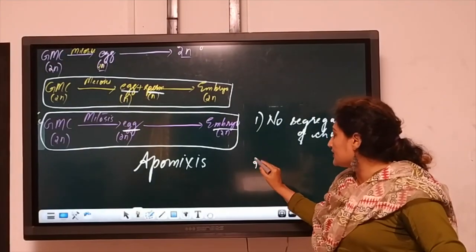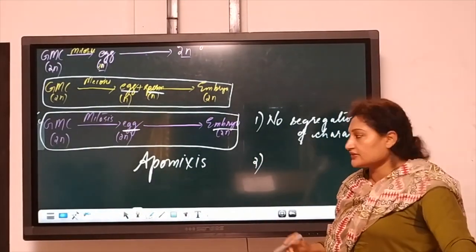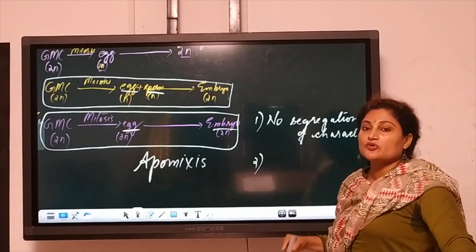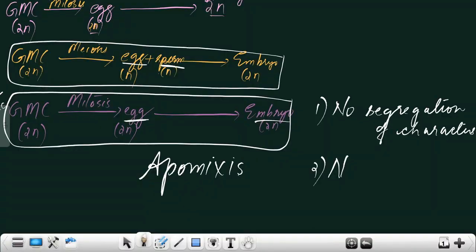The second advantage in agriculture is that it need not be produced year after year. No need of these apomictic seeds to be produced year after year.